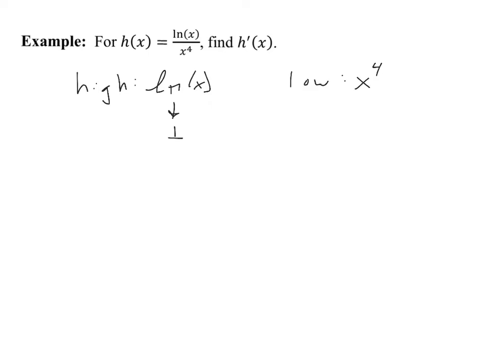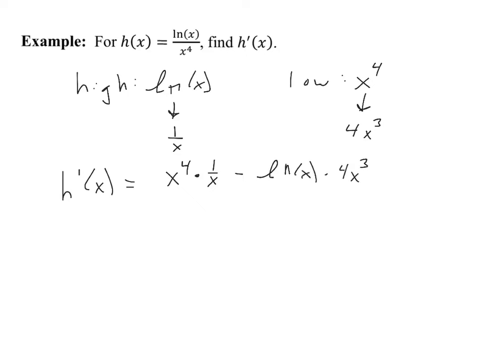The derivative of natural log x is 1 over x, and the derivative of x to the fourth is 4x cubed. So now when I go to do h prime of x, I'm going to have low d high. The derivative of the high function is 1 over x. Okay, so low d high minus high d low, square the bottom. And in this case, x to the fourth squared is actually going to be x to the eighth. So we'll remember that in our next step for simplification.